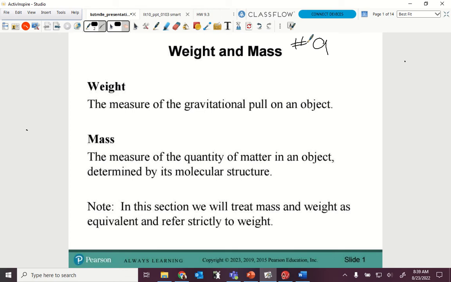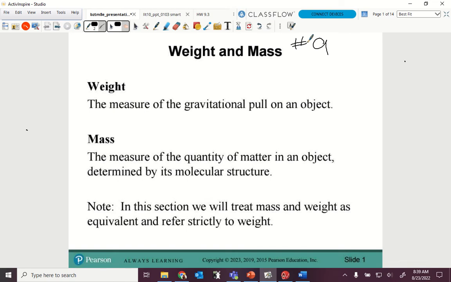So weight is the measurement of gravitational pull on an object. Mass is the quantity of matter in an object determined by its molecular structure. So it's like how big it is. So for weight, take 1 ton of feathers or 1 ton of lead. Okay, they're both a ton, right? But their mass is different. The feathers would have more mass, right? It'd take up more space, but the lead would have a higher density, so it would be a smaller amount and take up less space.